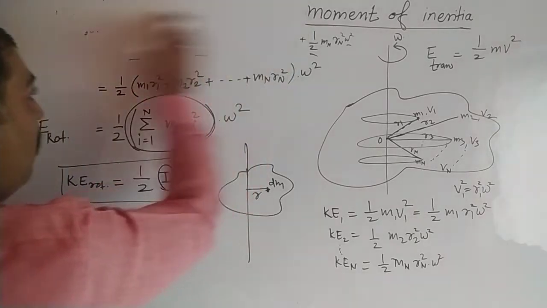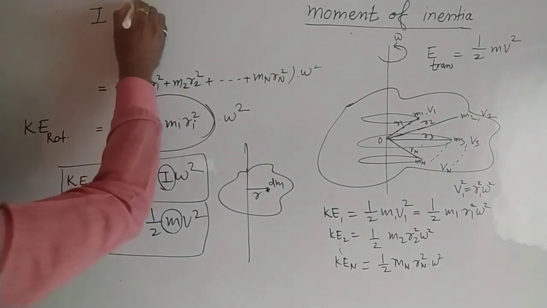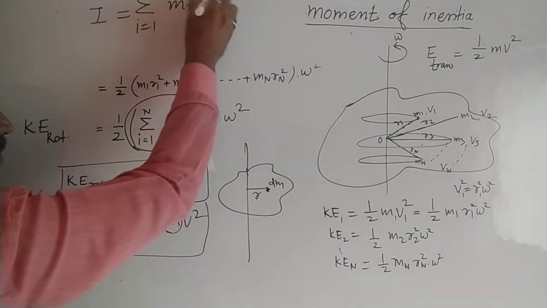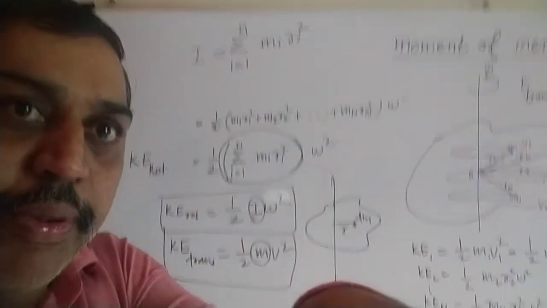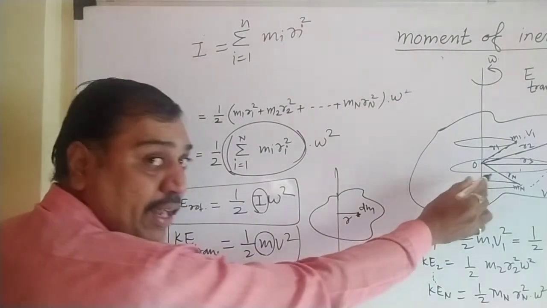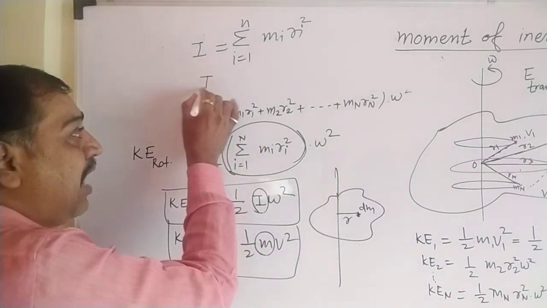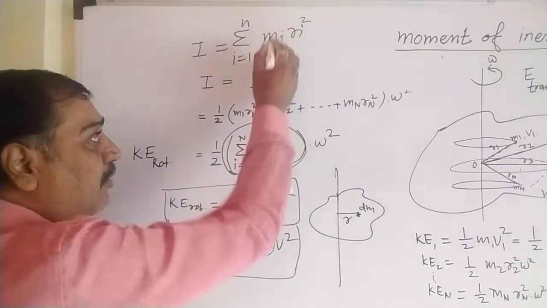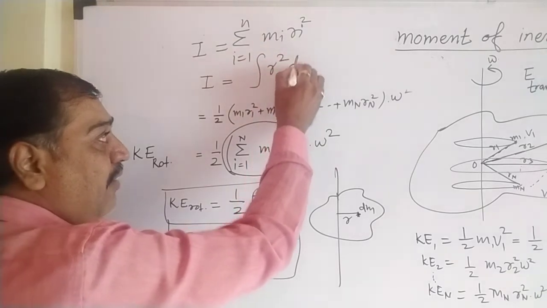Moment of inertia of a body performing rotational motion can be written as I equals the summation, i varies from 1 to n, of mi ri². This is the equation for moment of inertia, if the body consists of discrete particles. But if the body consists of continuous particles, then you can represent this I as the summation replaced by integration, and mass replaced by dm, r² as it is. You can write I equals the integral of r² dm.